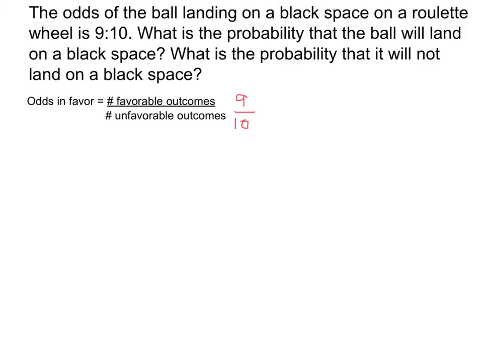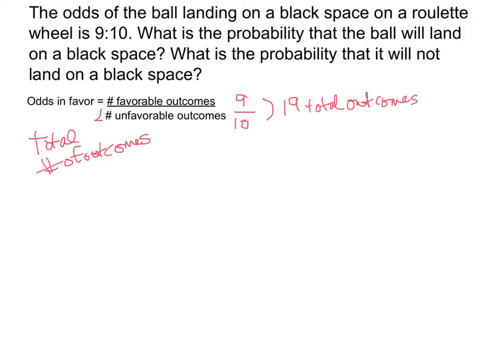Now notice what happens. If you add up the number of favorable outcomes with the number of unfavorable outcomes, that should sum up to the total number of outcomes, right? Because when you are doing an experiment or a trial, your possibilities are either favorable outcomes or unfavorable outcomes, and altogether that is the total number of outcomes. Which means that if we add up the 9 and the 10, we get 19 total outcomes. Total possible outcomes.